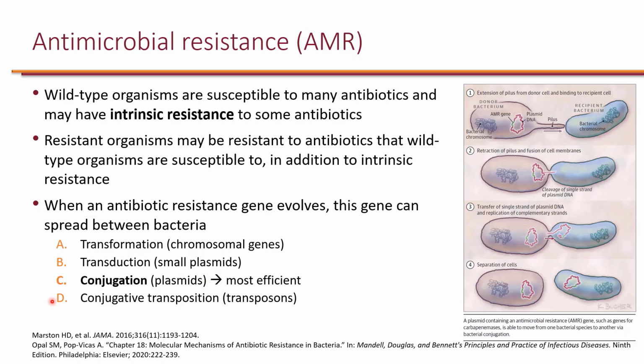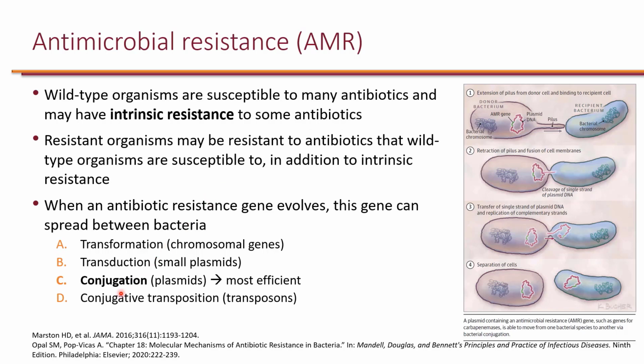Transformation is when naked DNA transfers from dying bacteria to a competent recipient. Transduction is the packaging of genes, usually from small plasmids, by transducing bacteriophages. One characteristic of bacteria is that in addition to their chromosome, they also have DNA as a circular DNA, which is referred to as plasmid. And this plasmid, because it's small in general compared to chromosome, it can easily be transferred to other bacteria.